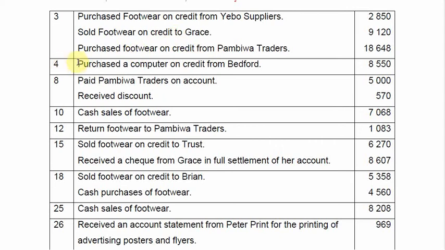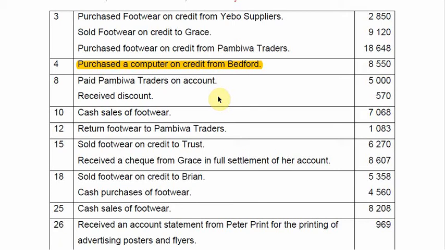On the 4th of February, they say purchased a computer on credit from Bedford. Will we record this transaction in the purchases journal? No. Why not? Because this is a computer that is being purchased. This is an asset. So you cannot put a computer, a fixed asset, in your purchases journal. You can only put the purchase of inventory or merchandise in your purchases journal. So each time I should not put it in a journal, I'm going to highlight it in yellow. This one should not go in one of the journals that are required here. It should not go in your purchases journal because it's a computer.